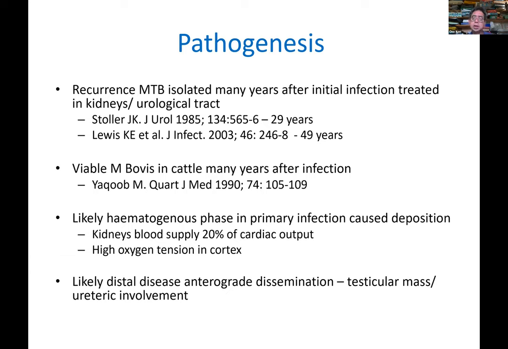And what is it about the kidneys that makes it a preferred site? Well, one issue is it has a beautiful blood supply. And therefore, 20% of your cardiac output is going straight into the kidneys. So if you have any hematogenous phase of TB, and it's probably much more common than one might think, that blood supply plus the effect of having a very high oxygen tension in the cortex means it's a favored site. And then what about the other manifestations? So testicular disease, prostate, et cetera, and ureteric involvement, is that hematogenous? Well, that's likely, in fact, just antegrade dissemination from the kidney. So kidneys are a really important place to start when one thinks about how TB disseminates and progresses.